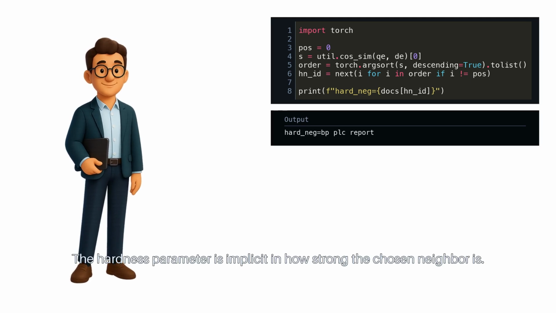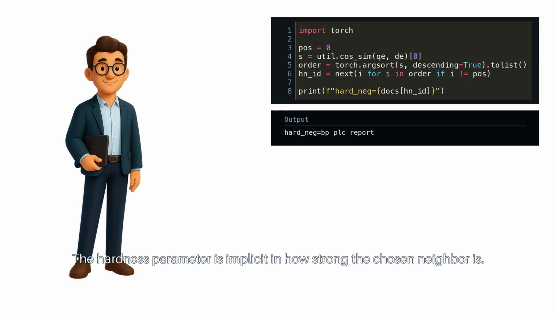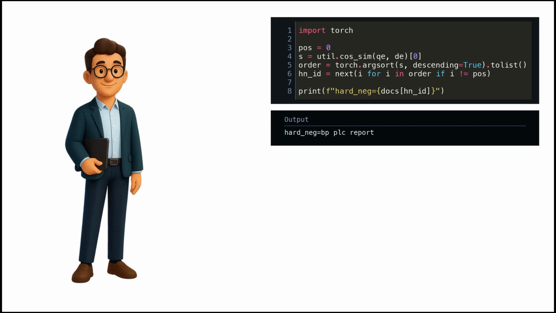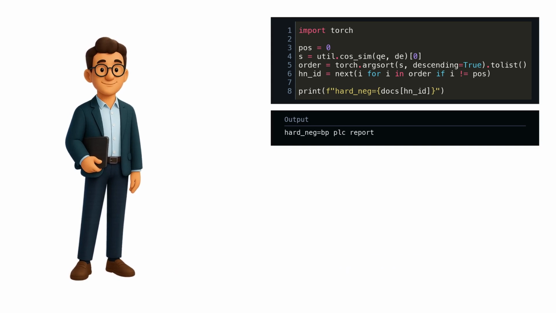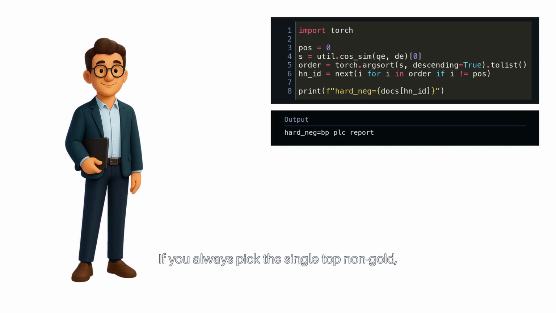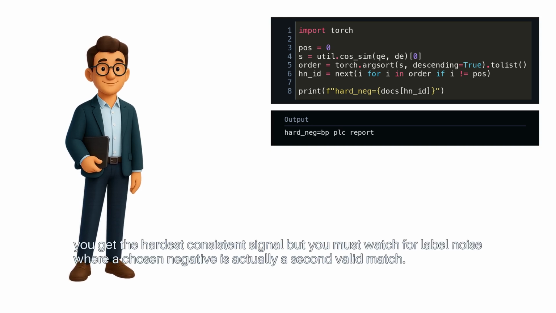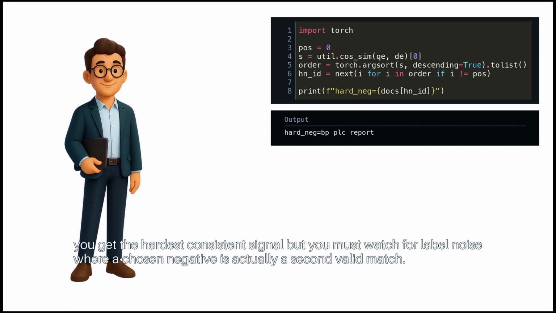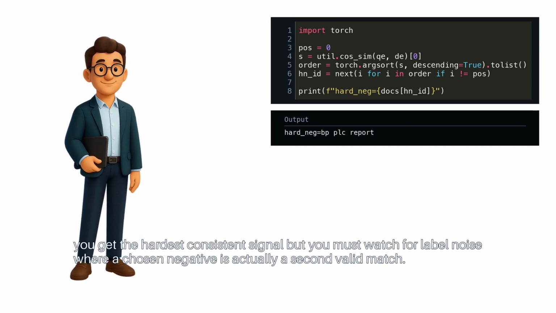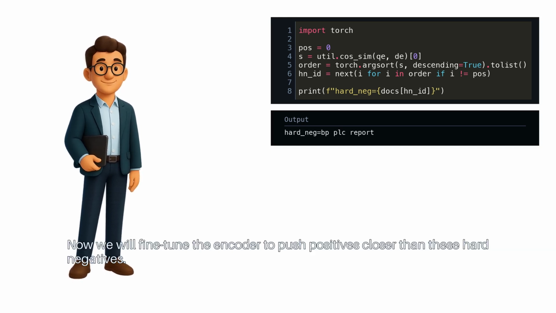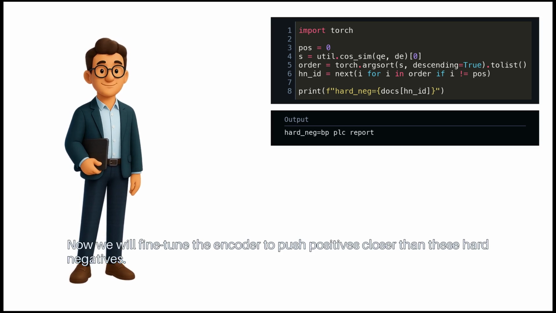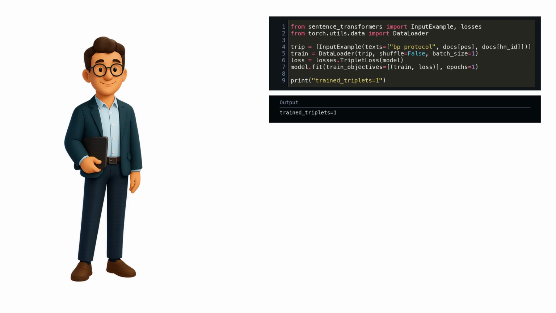The hardness parameter is implicit in how strong the chosen neighbor is. If you pick easy negatives, the model barely learns. If you always pick the single top non-gold, you get the hardest consistent signal, but you must watch for label noise, where a chosen negative is actually a second valid match. Now we will fine-tune the encoder to push positives closer than these hard negatives.